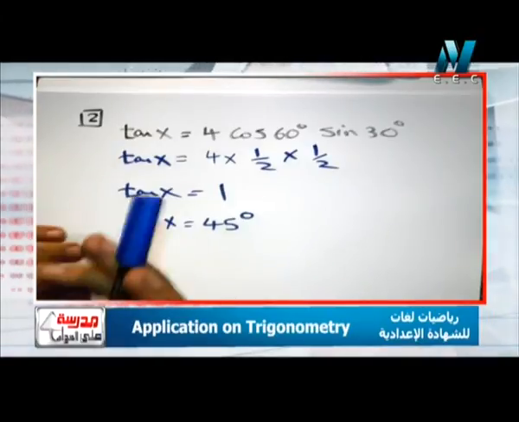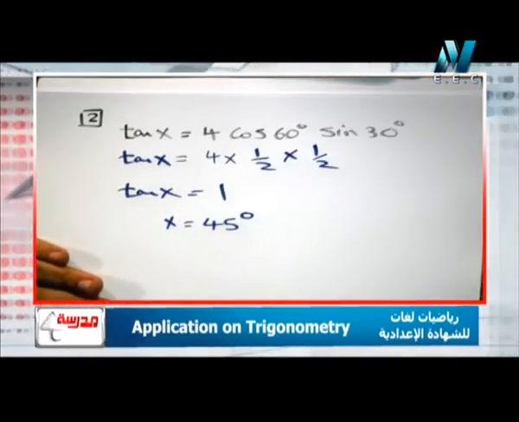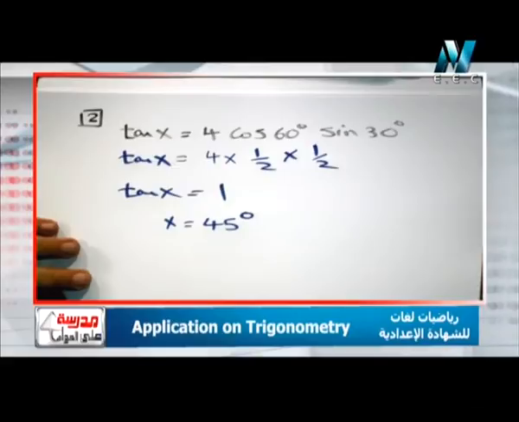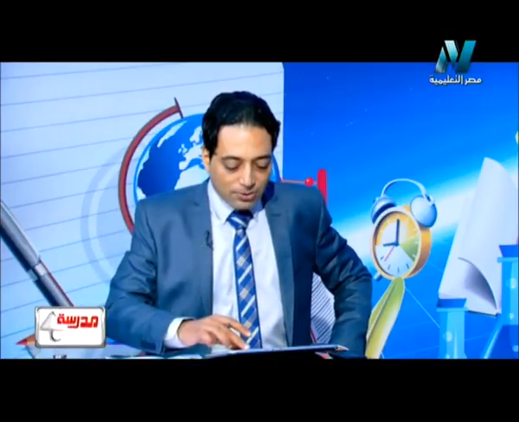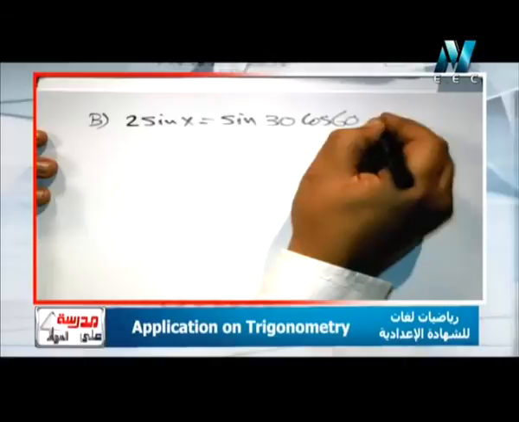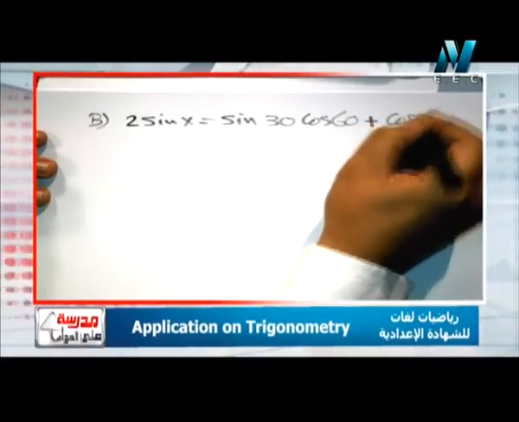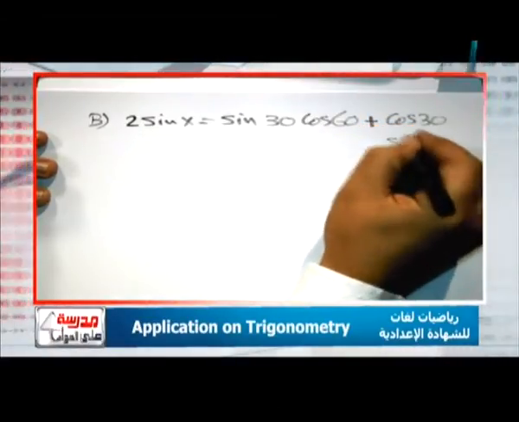Another one, which is letter B. Yes, let us move to B. It's more complicated than letter A. It says 2 sine x equals sine 30 degrees cosine 60 degrees plus cosine 30 degrees sine 60 degrees. So this is sine 30 cosine 60 plus cosine 30 times sine 60.